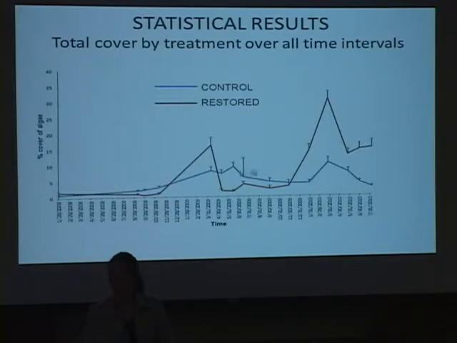The blue line is showing the control, and the restored is the red line, and these are standard errors. So you can see that the restored peaks are both significantly higher than the control, even though in the control there are peaks as well in algal growth.